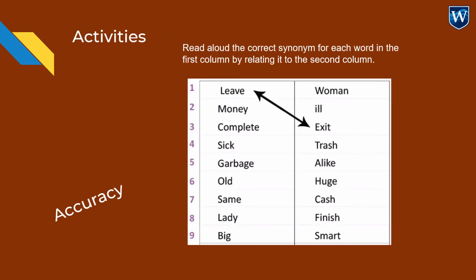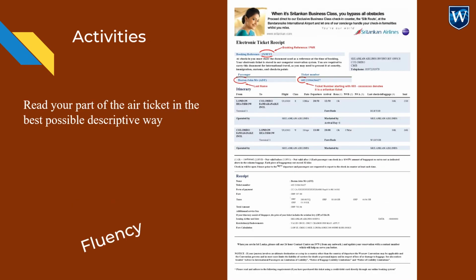Okay, now the first activity is purely on accuracy, and we let the students match the synonyms of the words to the second column, while the teacher would note their pronunciation and then give them feedback about accurate pronunciation. And then we have another activity: one student would read his itinerary, his flight ticket, air ticket, and the other students as well as the teacher would note their pronunciation and fluency, and then later on give the feedback of how to improve it.